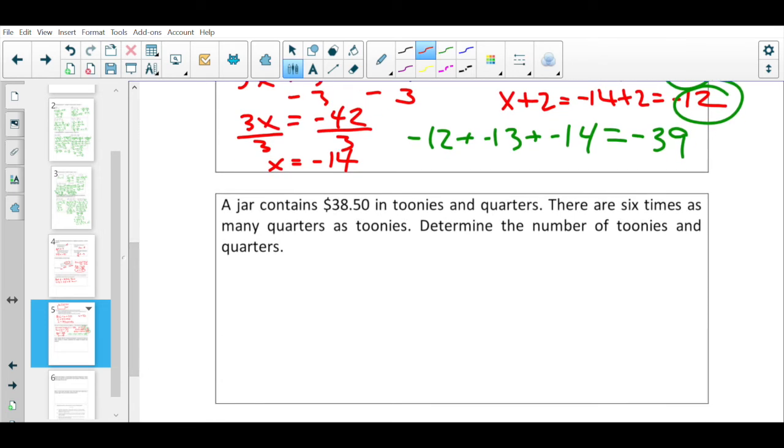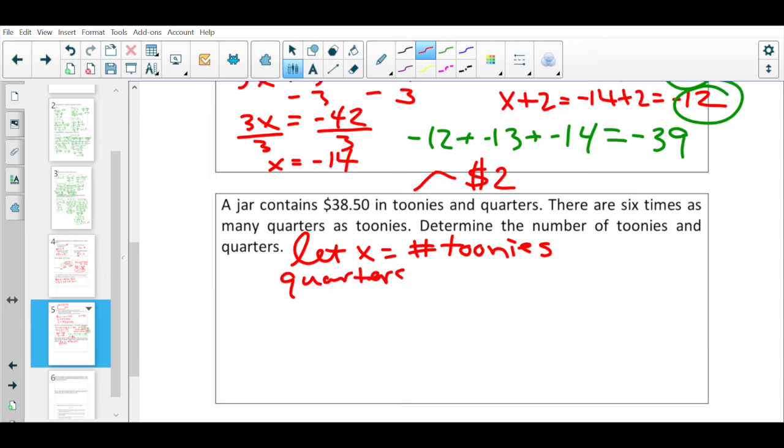A jar contains $38.50 in toonies and quarters. A toonie is a $2 coin in Canada. There are 6 times as many quarters as toonies. Determine the number of toonies and quarters. So let x equal the number of toonies. And then quarters is 6 times the number of toonies.